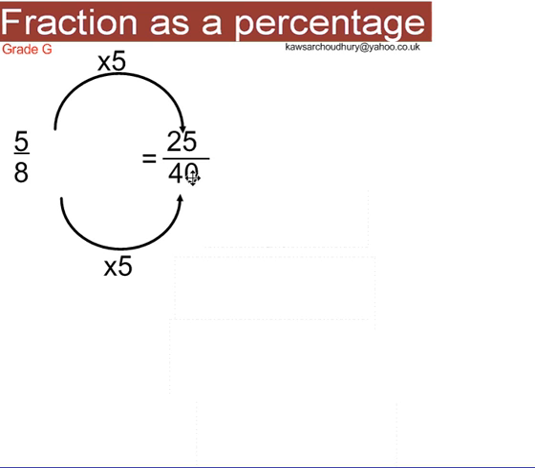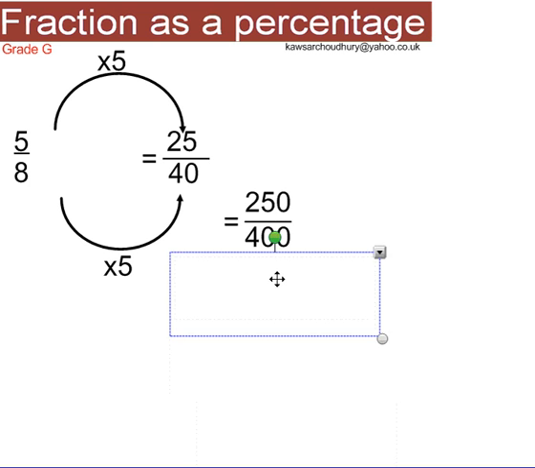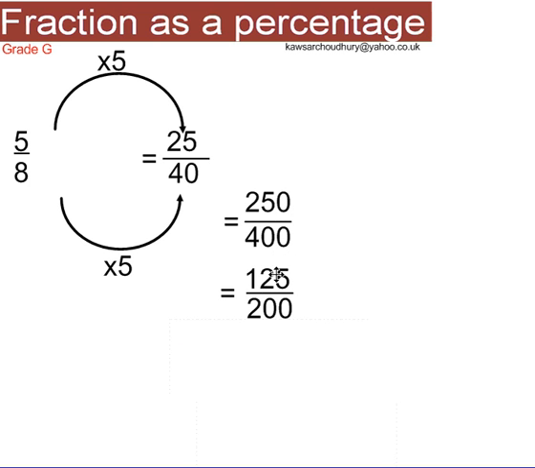And like before, I can turn that into 400, but times that by 10 and times the top by 10. So I'll get 250 over 400. 40 times 10 is 400, 25 times 10 is 250. And if I half them again, half of 250 is 125, and half of 400 is 200. And if I half it again, half of 125 is 62.5, and half of 200 is 100. So I've got 62.5 over 100. Because the denominator is 100, the numerator is the percentage. So the answer is 62.5%.